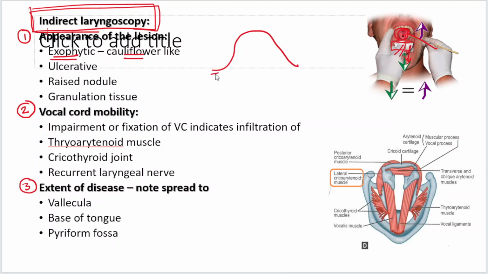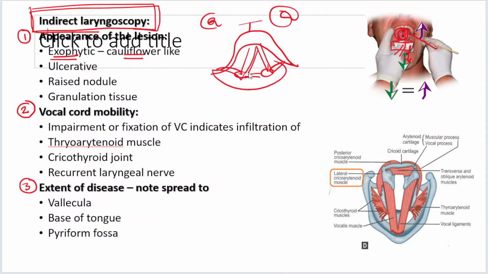So if I draw the ideal examination findings, this is how we draw it. Right side, left side, you mark it. These are the vocal cords, epiglottis, vallecula, base of tongue. These are the false cords.